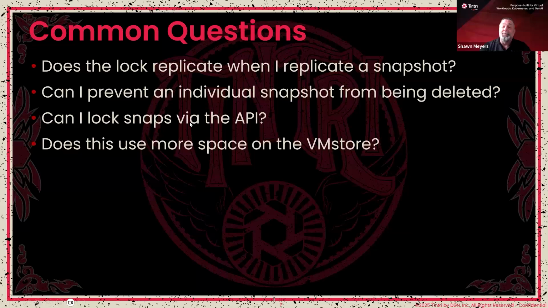Can I lock snapshots via the API? The answer is absolutely. One of the amazing things about our UI is that it does not talk to the VMstore directly. Our UI always goes through the API. Granted, there are some undocumented commands that we won't share on how our UI talks to the API, but everything you're seeing here has API commands for it. You can go to the API and figure out how to do that, and you can do all your locking. So you can write your own scripts to do your lock and unlock processes if you want to.